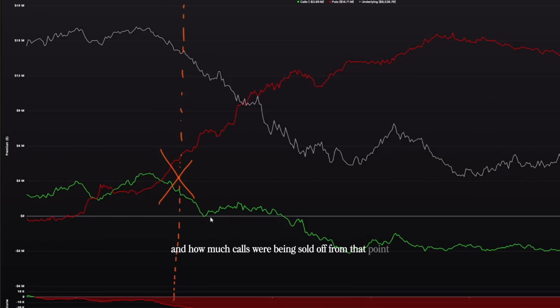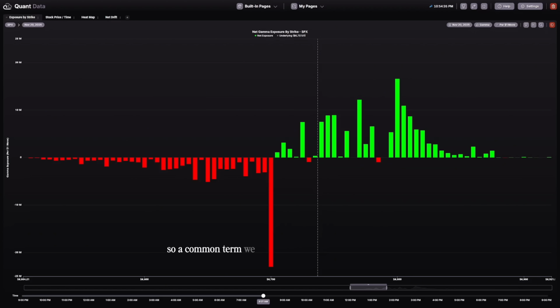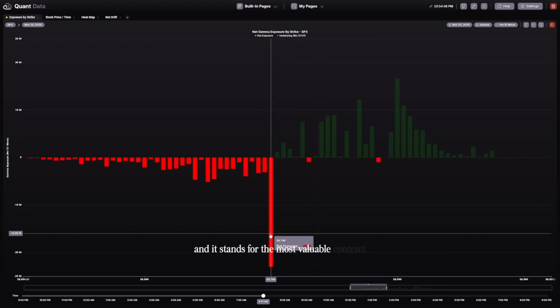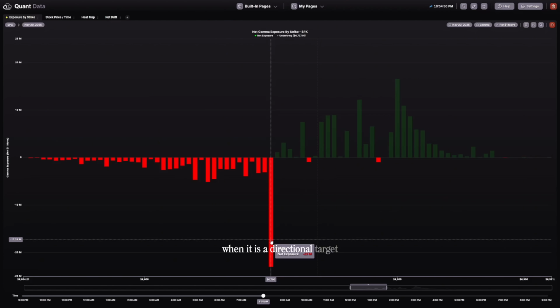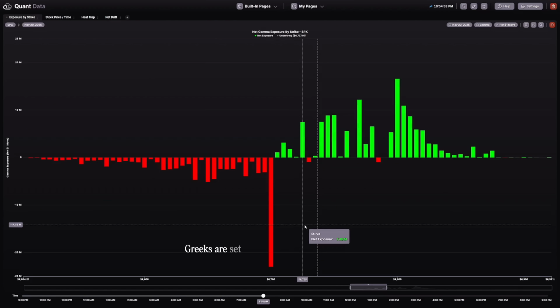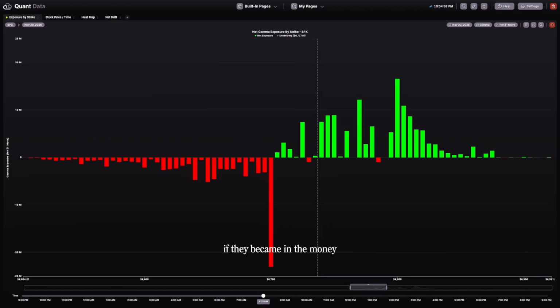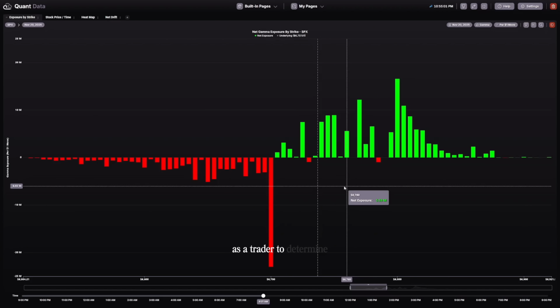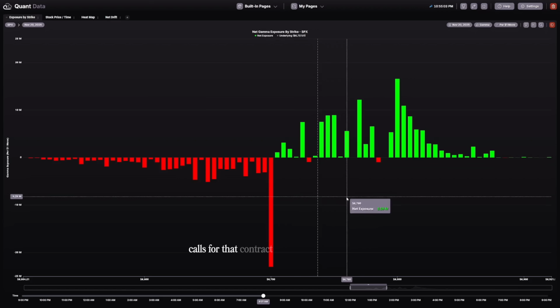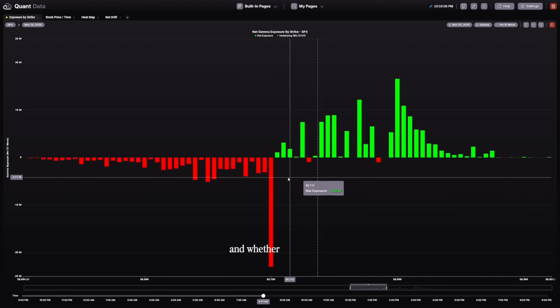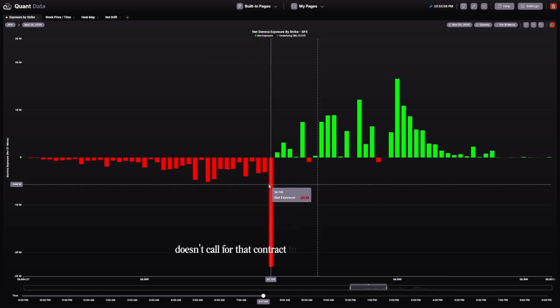So a common term we use here at Quant Data is the MVC. This is a term we tie directly with the exposure that holds the most gamma, basically the highest candle, and it stands for the most valuable contract. When it is a directional target, those strikes based on options Greeks are set to increase the most in premium if they became in the money. Of course, it is going to be up to you as a trader to determine whether the scenario calls for that contract to become in the money and whether the scenario doesn't call for that contract to become in the money.